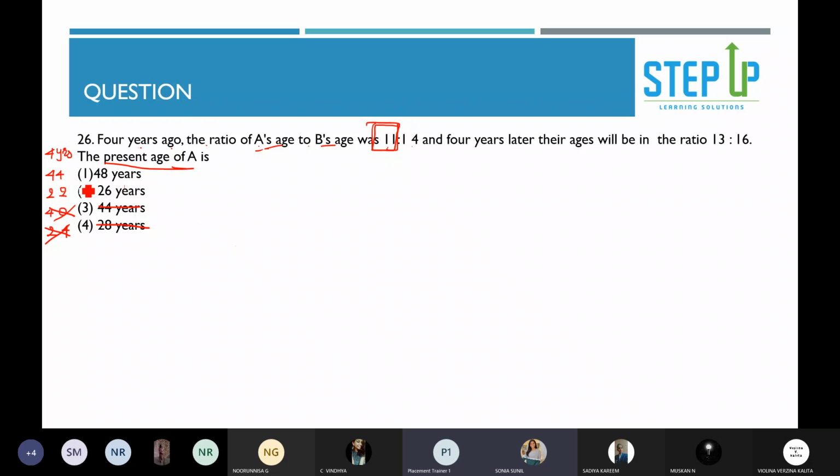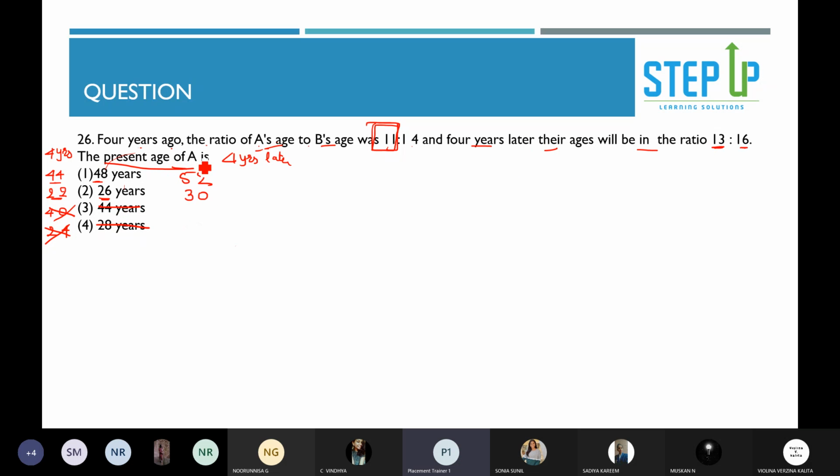Yes, ma'am. So now you're left with 44 and 22. And 4 years later, their ages should be in the ratio of 13 to 16. So 4 years later, it will be 48 plus 4, which is 52, and 26 plus 4, which is 30.